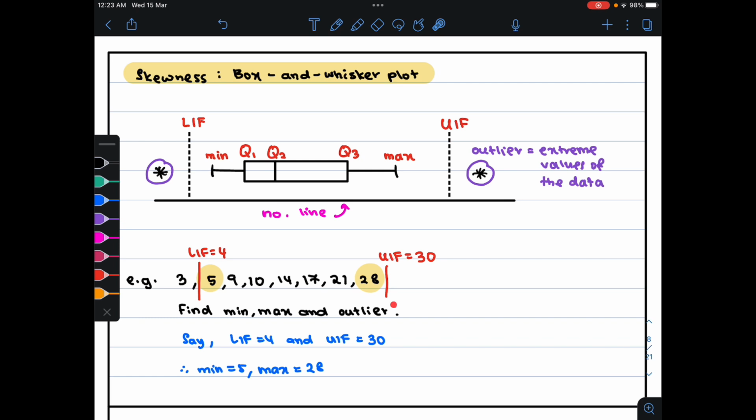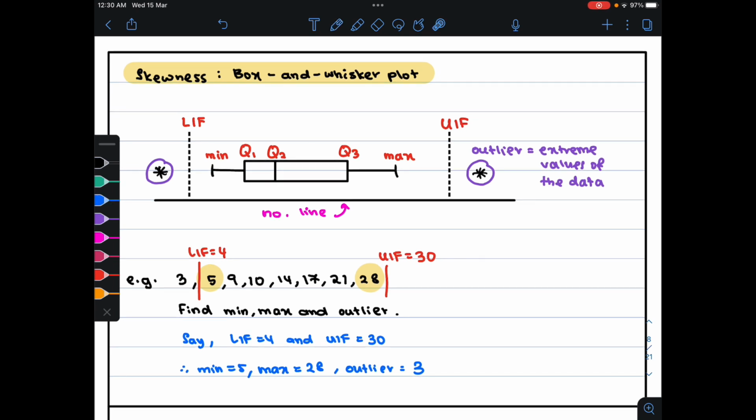Now, what about outlier? Outlier is any data that is outside your fence. So this is your fence, and hence we can see that this data 3 here is outside of it, and hence the outlier is 3.